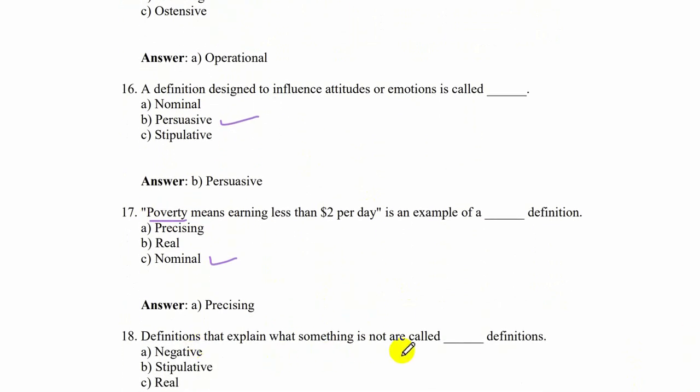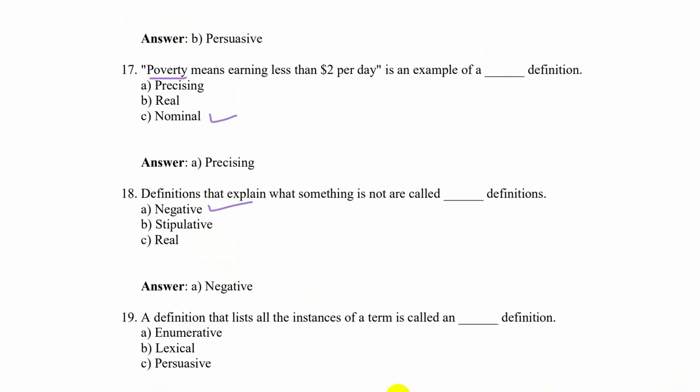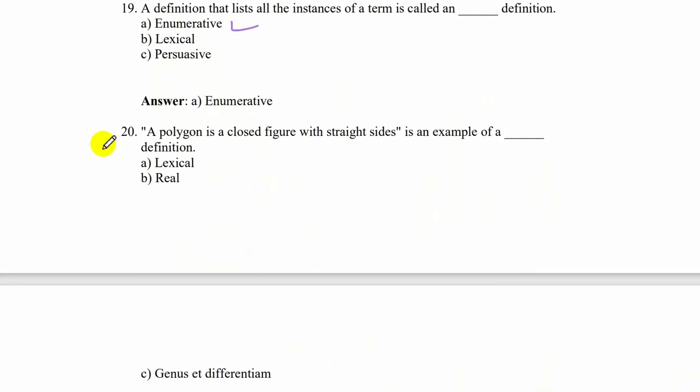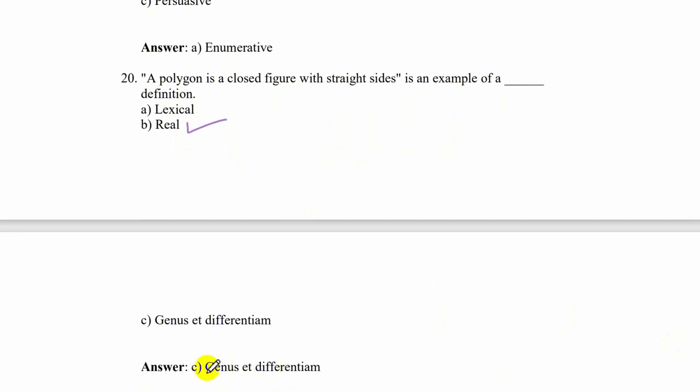Definitions that explain what something is not are called negative definitions. A definition that lists all the instances of a term is called an enumerative definition. A polygon is a closed figure with straight lines is an example of a real definition. Genus et differentia. So I'll have to go through this topic again.